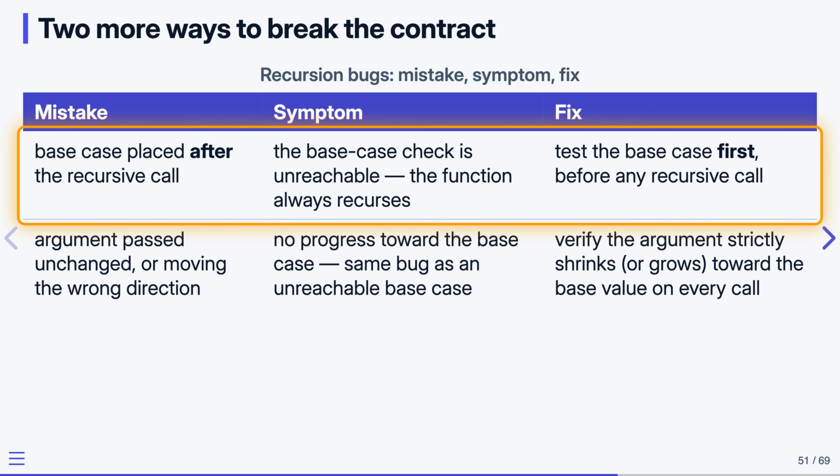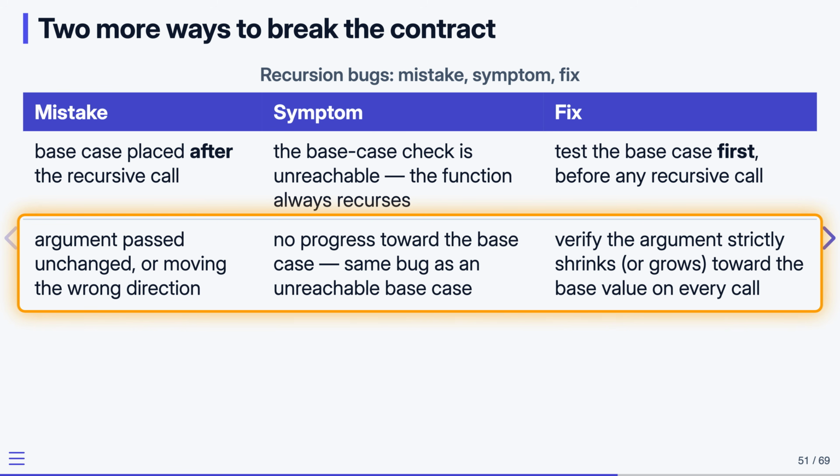We already met the number one recursion bug, a base case that is never reached. Here are two more ways to break the contract. The first is putting the base case after the recursive call. If you check the base case too late, the check is never reached, and the function always calls itself again. The fix is to test the base case first, before any recursive call.